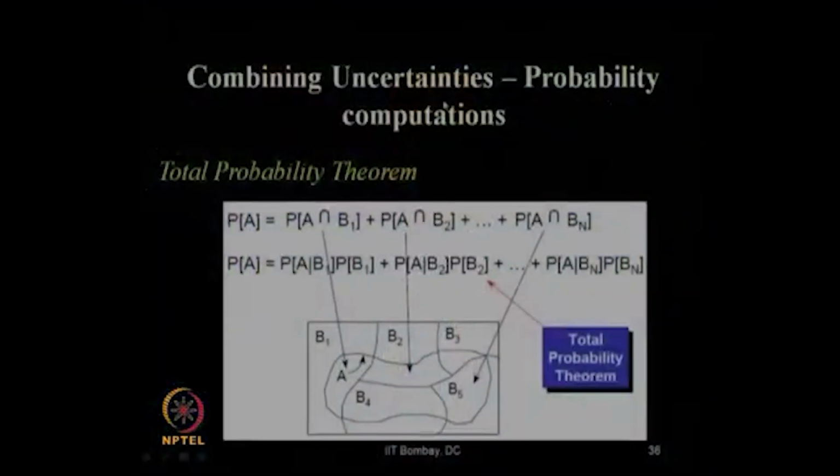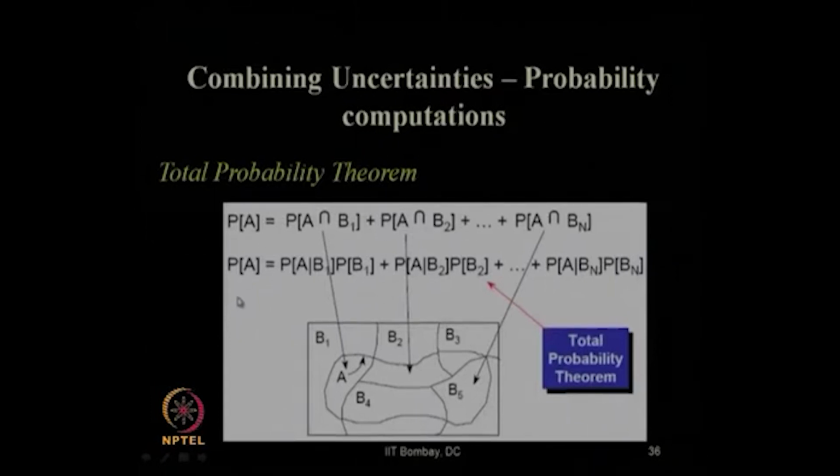So, we need to look at the conditional probability or the dependency of one event over the other, one uncertainty over the other. So, let us look at this combining uncertainties probability computations. Now, we are starting to combine all these uncertainties using the probability theorem. So, what does the total probability theorem give us?